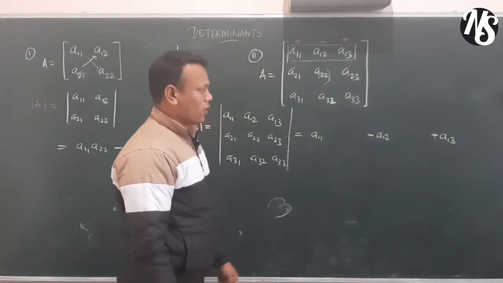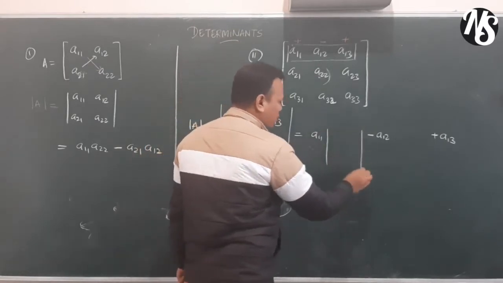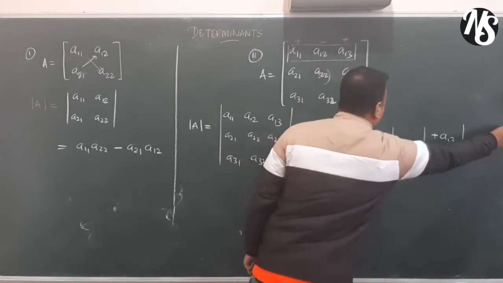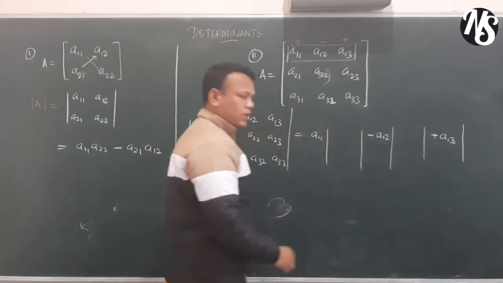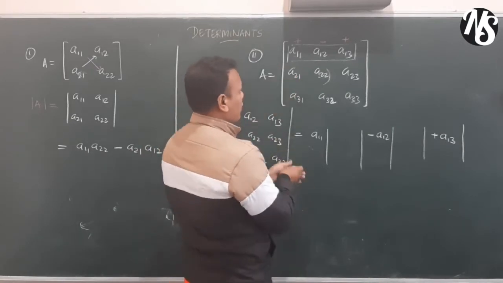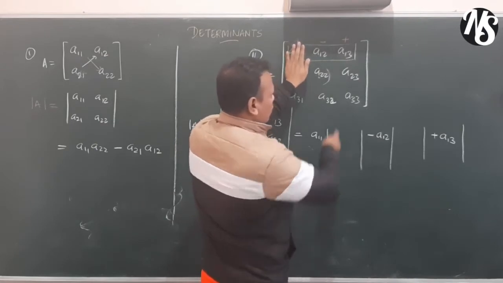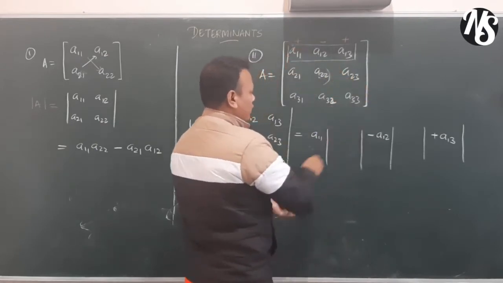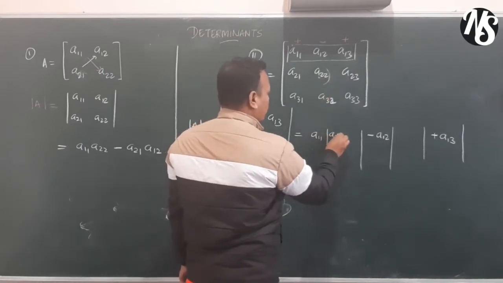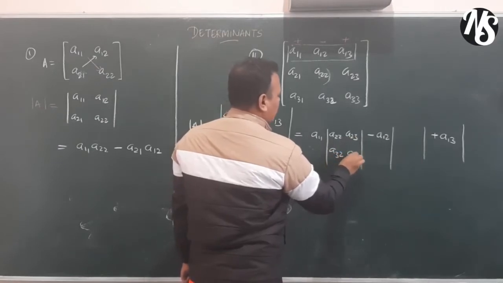After that, you have to write a 2 cross 2 determinant next to each. Now what are those 2 cross 2 determinants? Let's see. A11 is there. Cover this row, cover this column. Whatever numbers are left will come in this determinant. So you get A22, A23, A32, A33.